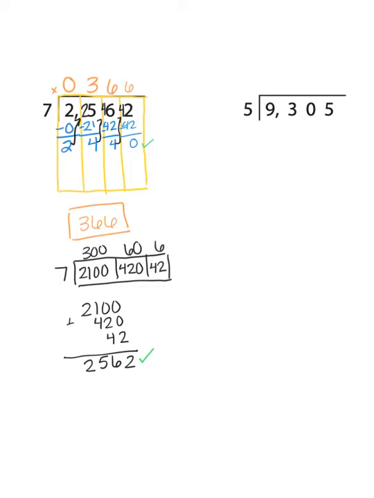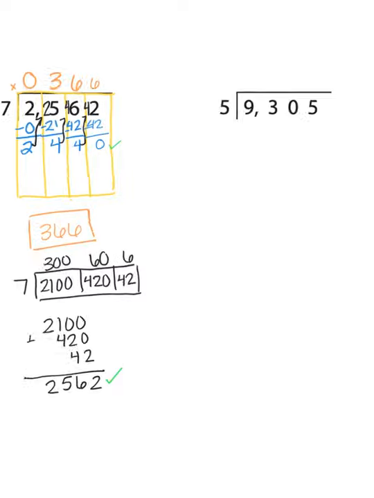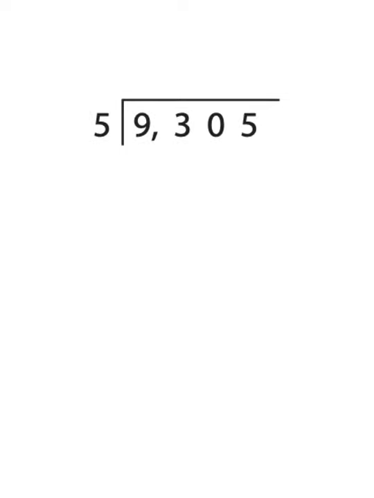Now I want you to try 9,305 divided by 5. Okay, now let's go over that one. I'm going to draw myself boxes to keep me organized.